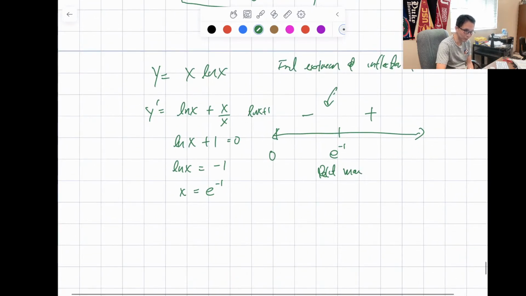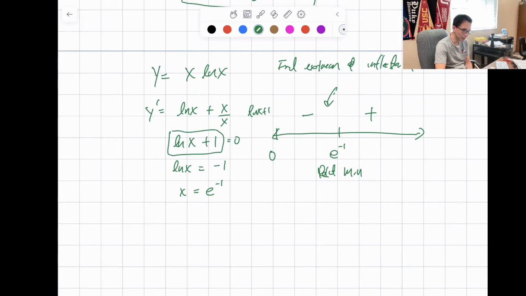Oh, sorry, I can't read. I plug into this one, actually, because that's the derivative. I plug in e to the negative 2. E to the negative 2 is for sure less than negative 1. Or I can plug in e, which is greater than that. So therefore, it's going to be a relative min.